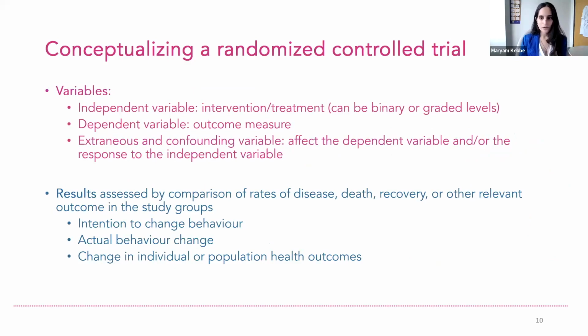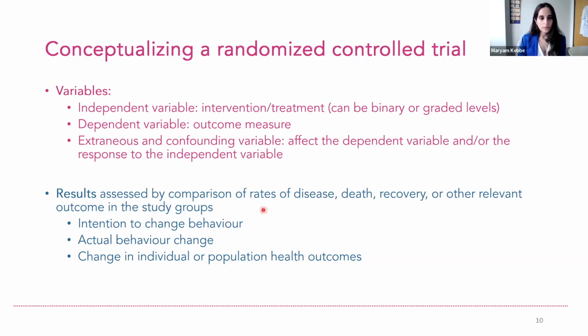From your research question, you can then identify your independent variables and your dependent variables, where your independent variable is your intervention, and this can be on a continuous or a categorical scale. On the other hand, your dependent variable is your outcome.